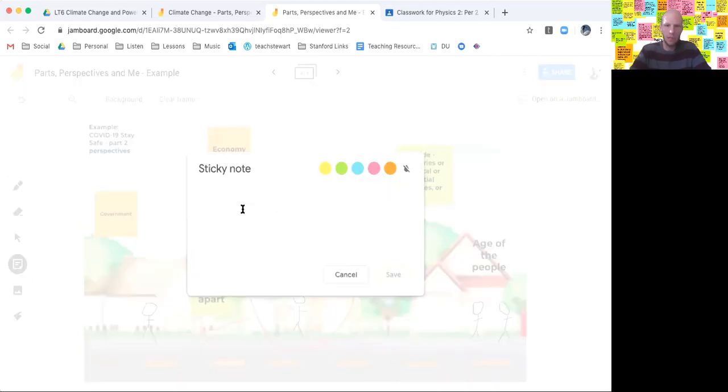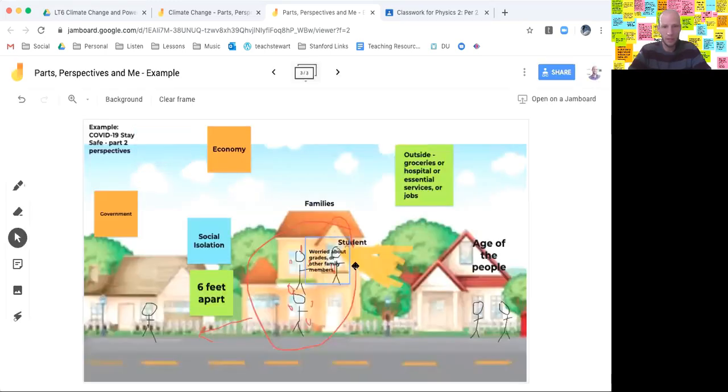And so I'm going to add another sticky note. They might be worried about grades or other family members. Hit save there, and let's bring that. That's what their perspective is. Ooh, that didn't work out so well. Let's see if we can do that. I'm going to have to move that one so I can actually read it. So they're worried about other people and other family members.